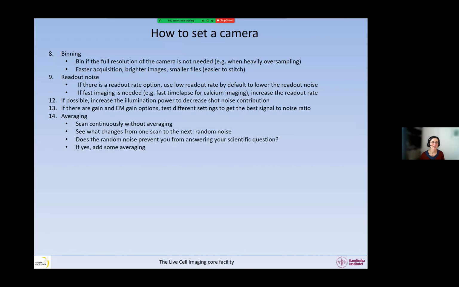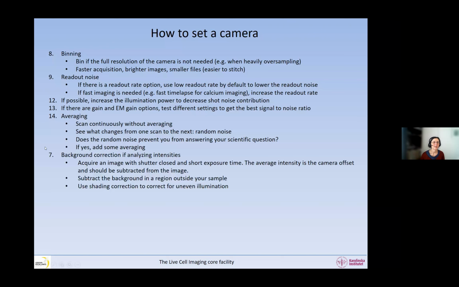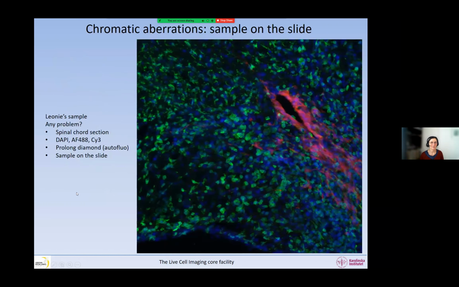The averaging is exactly the same strategy. Scan continuously, see what changes from one image to the next. This is the random noise. Does that prevent you from answering your scientific question? If yes, you can put some averaging. If no, don't. And then background correction on a camera-based system, we always have the camera offset, and that we need to subtract when we want to compare different intensities. And you can also subtract the background and also use shading correction if the illumination is not completely even.